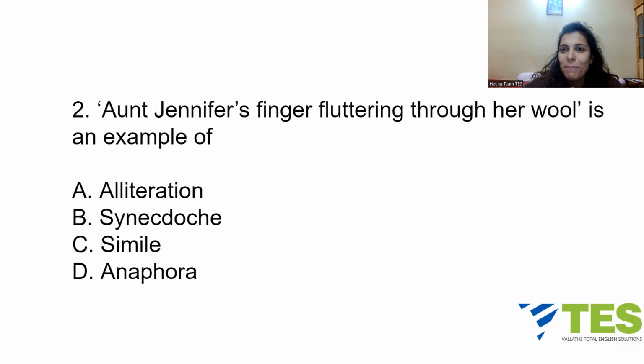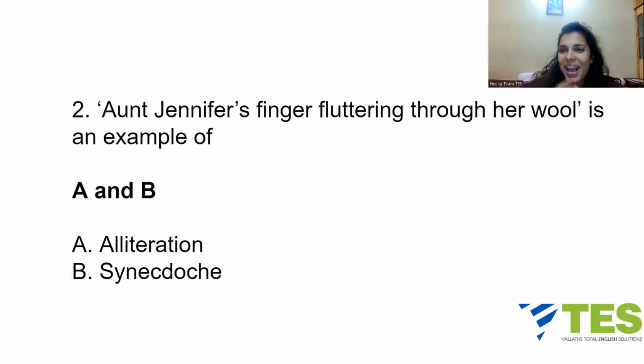Okay, question number 2. Lovely. Literary devices. Aunt Jennifer's finger fluttering through her wool is an example of. Your options are A. Alliteration, B. Synecdoche, C. Simile, or D. Anaphora. Tell me, Aunt Jennifer's finger fluttering through her wool. Which literary devices have been used here? There are two. Yes, they are A and B, alliteration and synecdoche.